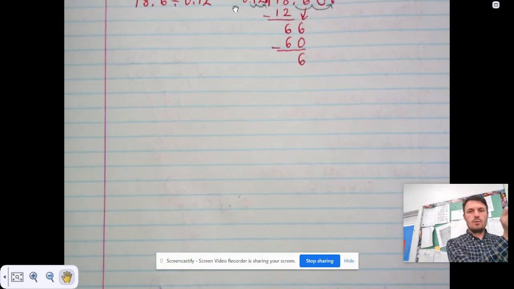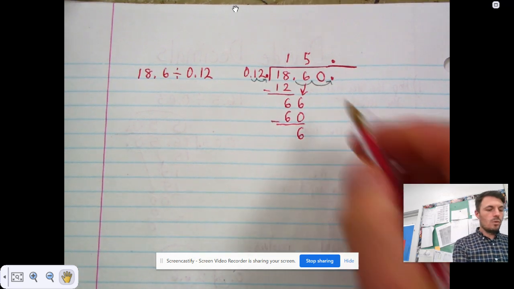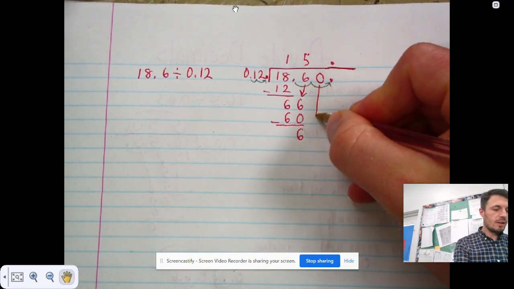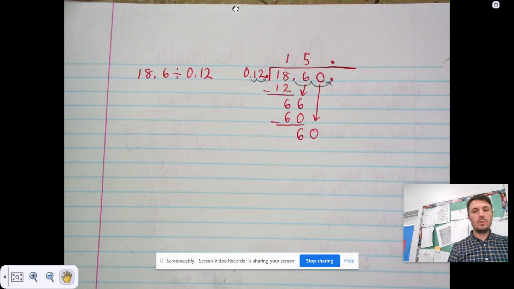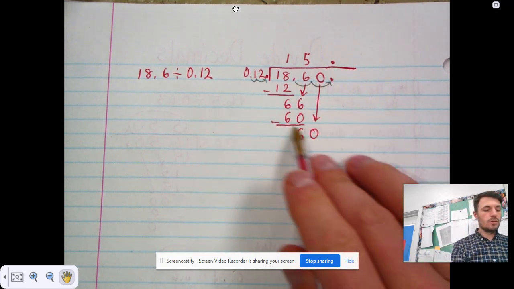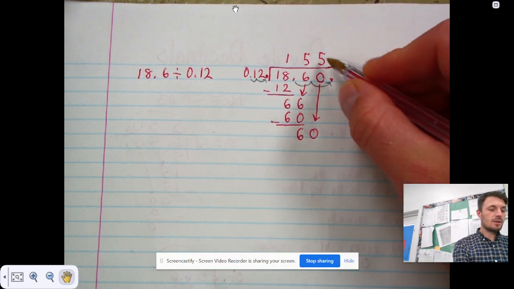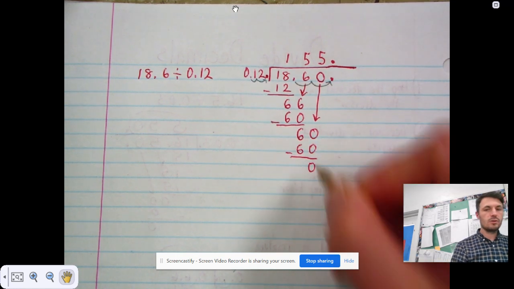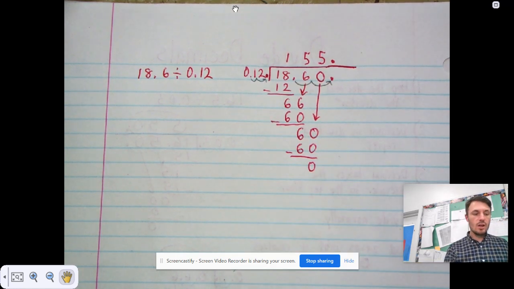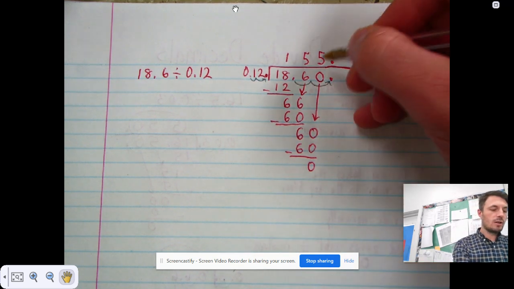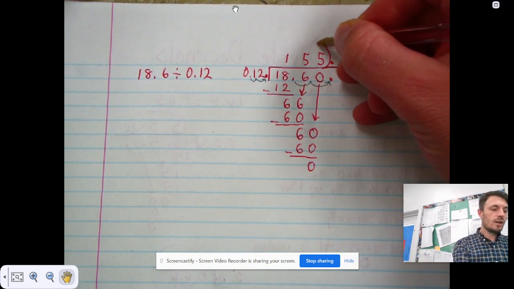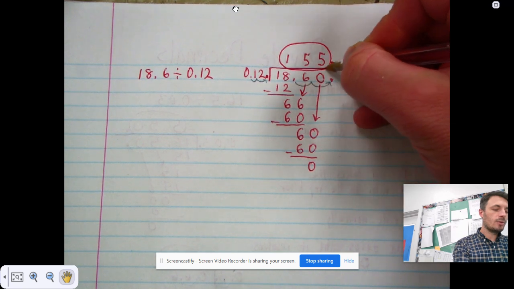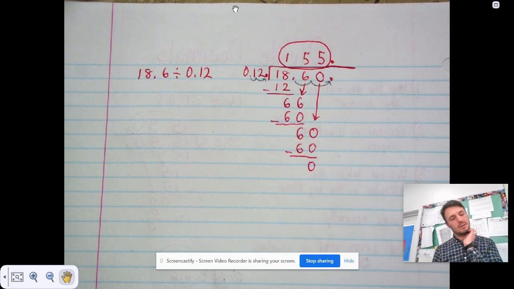Okay. So we can add a zero here and then we can bring that zero down. And then we can go back to divide. 12 goes into 60 5 times. 5 times 12 is 60, and 60 minus 60 is 0. So the answer is 15.5. We don't actually need this decimal point here because the 5 is in the ones place and there's nothing in the tenths place. So we don't need the decimal point.